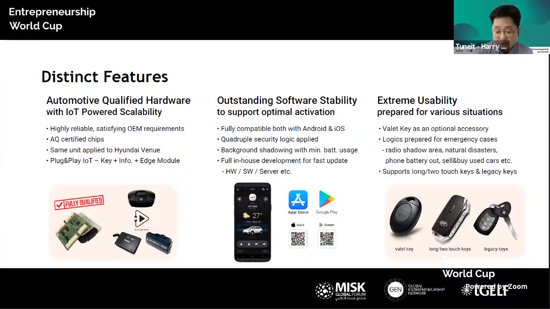Last, we offer extreme usability prepared for various situations. Valid key is an optional accessory, and we also support legacy rotary keys. We even have a plan to manage radio shadow areas from natural disasters such as fires or earthquakes. Supporting long click, double click, and sequential key activities is a patent that we hold.